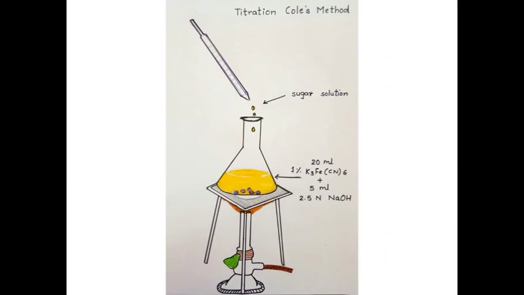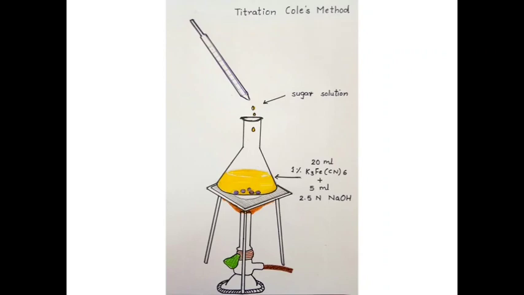In the diagram, you can see the entire assembly, which clearly shows how the arrangement is to be made, with the help of a burner, tripod, wire gauze, flask, and the mixture of two solutions in which glass beads are added. From the top, a 1 ml pipette is used for dropping the sugar solution.